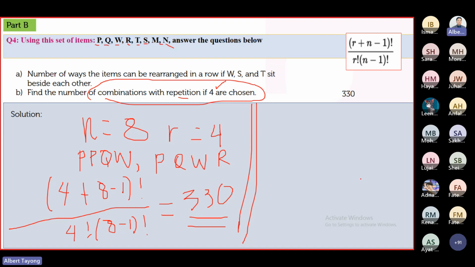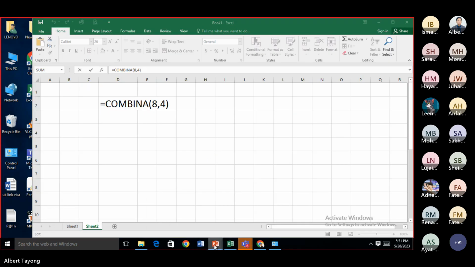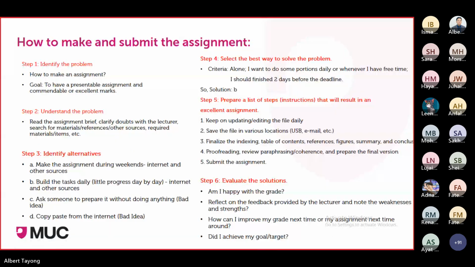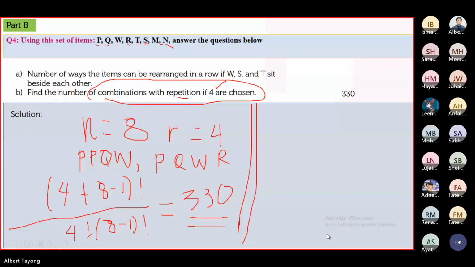Right, so let me continue. Okay, I don't know why this is not moving.